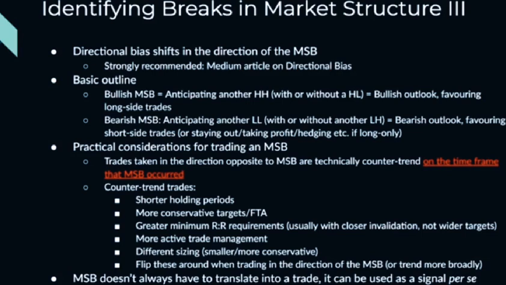You can always flip those around when trading in the direction of the market structure break, right? So if you're trading with the trend, so to speak, those would be longer holding periods, more liberal targets, maybe lower risk reward requirements, less trade management, more hands off, and larger sizing, all else considered. Just some points to consider.